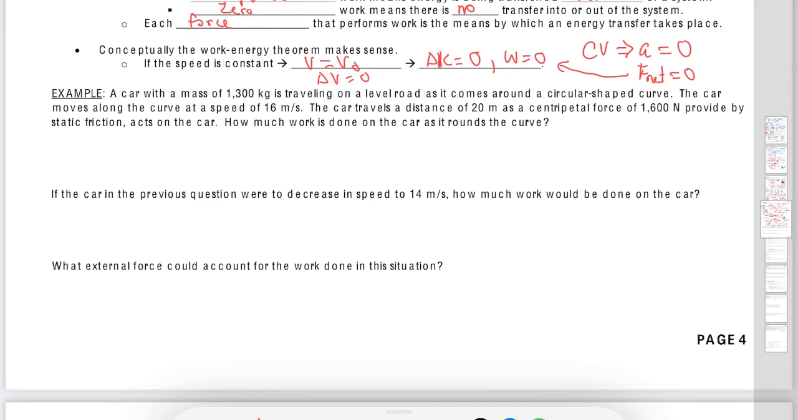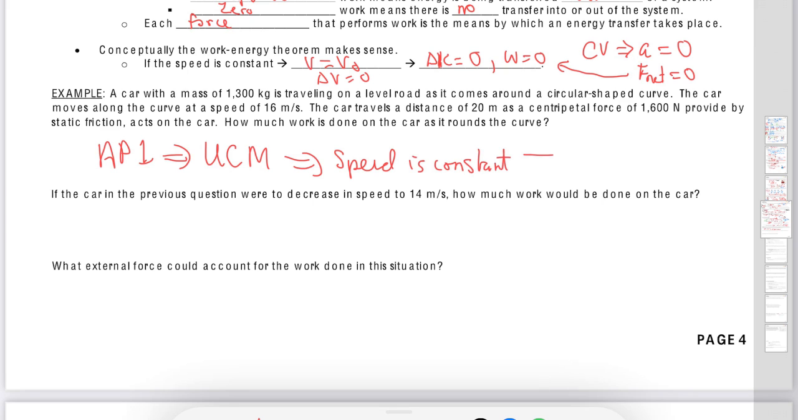That car travels a distance of 20 meters as a centripetal force of 1,600 newtons provided by static friction acts on the car. How much work is done on the car as it rounds the curve? So remember, in AP Physics 1, we always assume uniform circular motion, which means your speed is constant. So as it rounds the turn, there is no work being done, because the speed is constant.